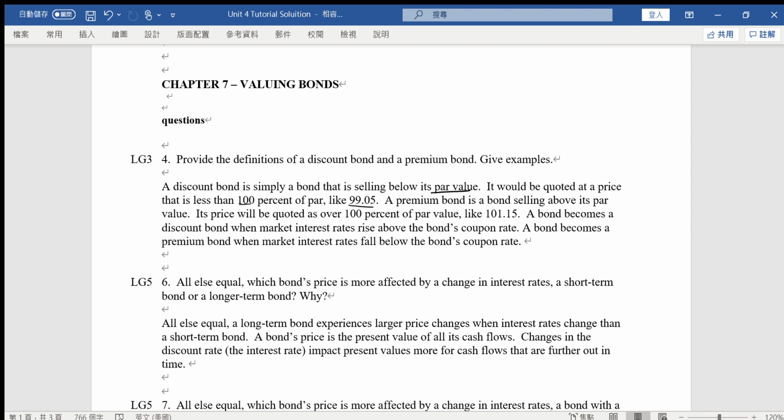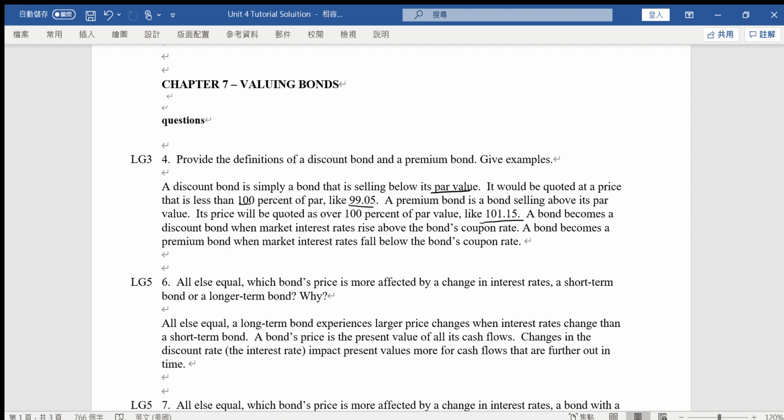Okay, for a premium bond, that will be the opposite. It is above the par value. That's why the corresponding percentage will be higher than 100, for example 101.15, and that means the corresponding bond price is selling at 1011.5.